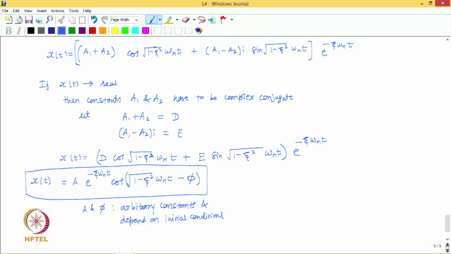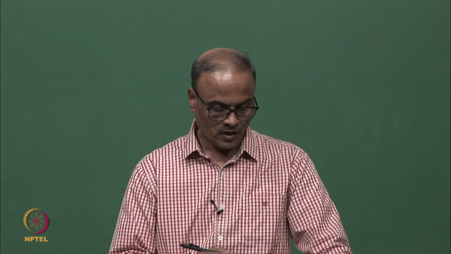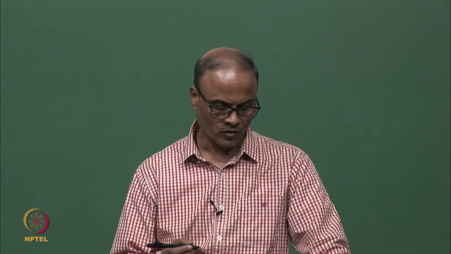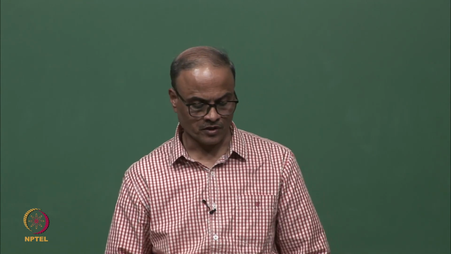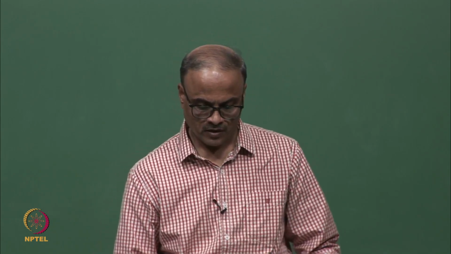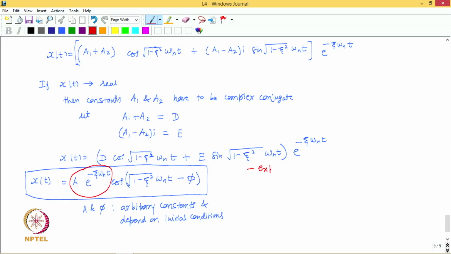If you look at this part, this is the amplitude of the vibration, the amplitude of displacement, and this is a function which decays exponentially, whose value reduces exponentially with time, because in the exponent we have minus zeta omega n t, and time t is positive. Zeta and omega n are positive for the system, and hence this exponential term is going to decay with time. So, we have exponential decay of amplitude.